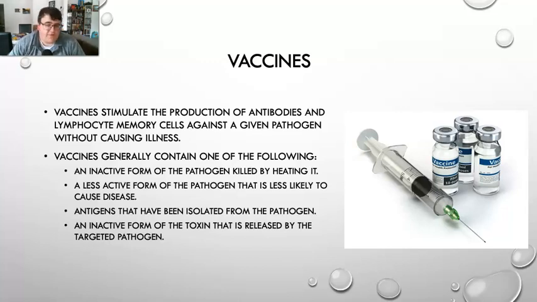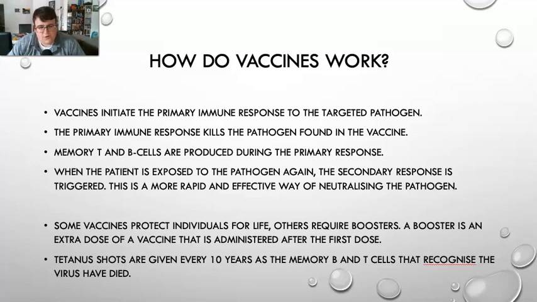In terms of the new COVID vaccines, we're looking at just a strand of mRNA coding that actually makes the protein, or the antigen, that the pathogen would create. But how does a vaccine work? To start with, they initiate the primary immune response that you would get for that pathogen. That primary immune response's job is to kill the pathogen that's found in the vaccine.